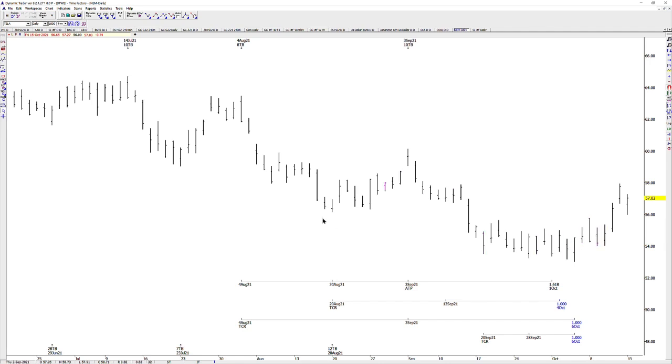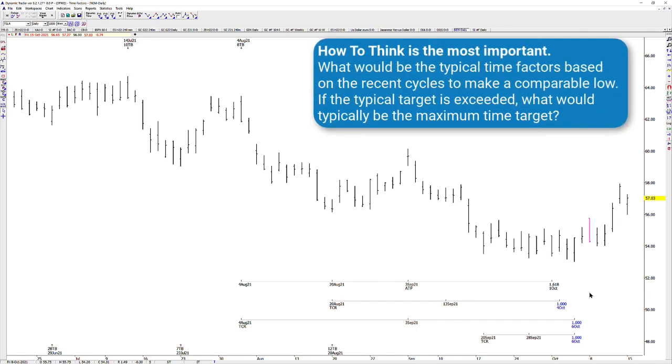And we've had a reversal at least comparable to these other lows that lasted a week or two. So the important thing here is how to think about time. You kind of look at time like you do price. If a market exceeds what is a typical price target, given a particular wave structure and the recent swings in the market, that tells you something. That tells you that it's unusually strong, and then it's probably going to continue to the next time or price target zone. Well, it's the same with time.